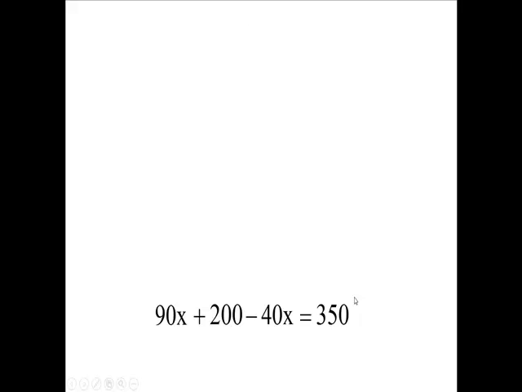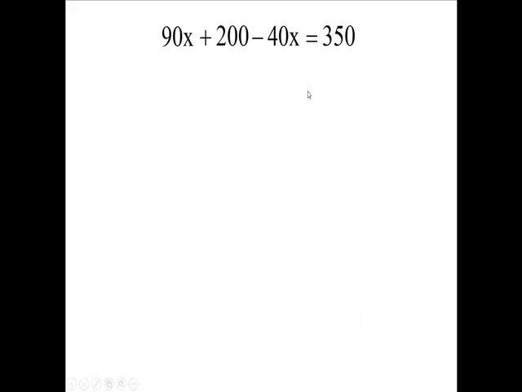So let's copy that up here and continue on. 90 minus 40 is 50. You add in the 200 and let it equal 350. So all we did is take 90 minus 40 and write 50 and copy the rest of it down. Now I'm going to subtract 200 from both sides.